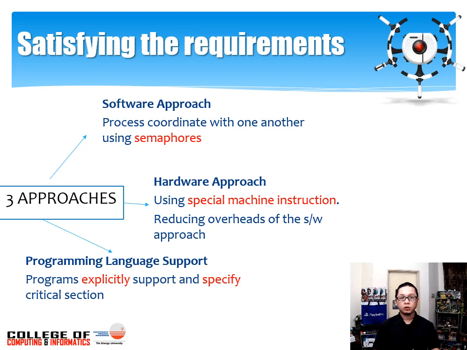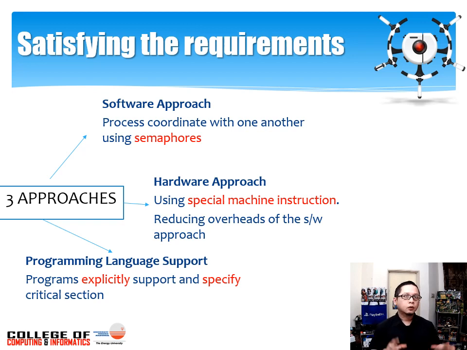Secondly, we have the hardware approach, where we have special machine instructions to indicate the use of resources. And thirdly, we have programming language support, where the program explicitly mentions the conditions for a certain program to arrive at a critical section. We will look at the approaches one by one: the software approach, the hardware approach, and the programming language approach.